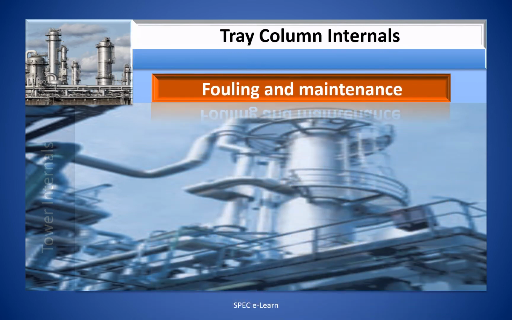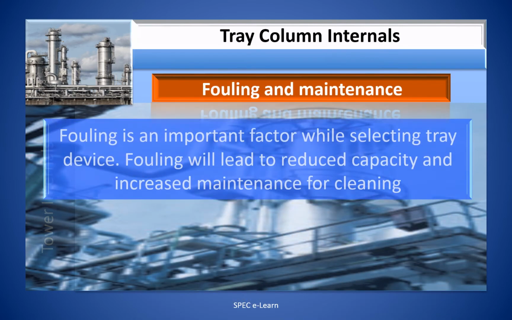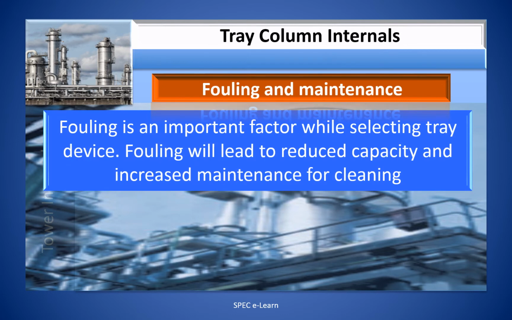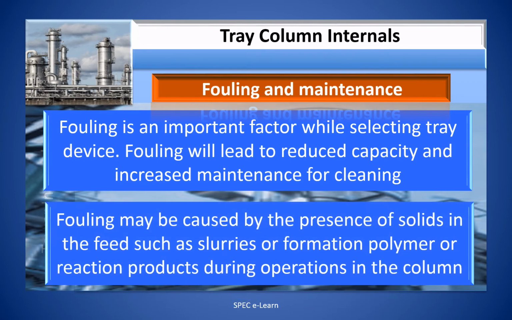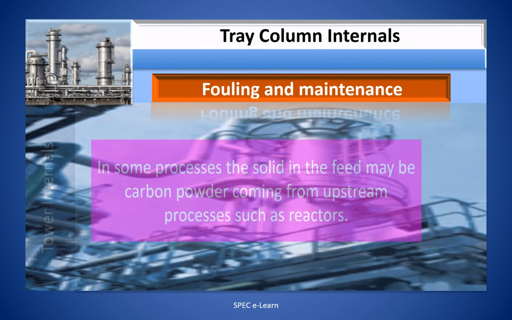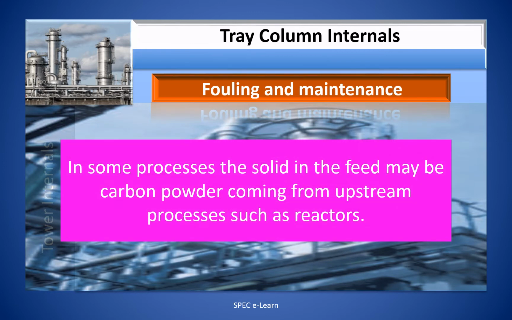Next criteria is fouling and maintenance. Fouling is an important factor while selecting a tray device. Fouling will lead to reduced capacity and increased maintenance for cleaning. Fouling may be caused by the presence of solids in the feed, such as slurries, or formation of polymers or reaction products during operation inside the column. In some processes, the solids in the feed may be carbon powder coming from upstream processes, such as reactors.